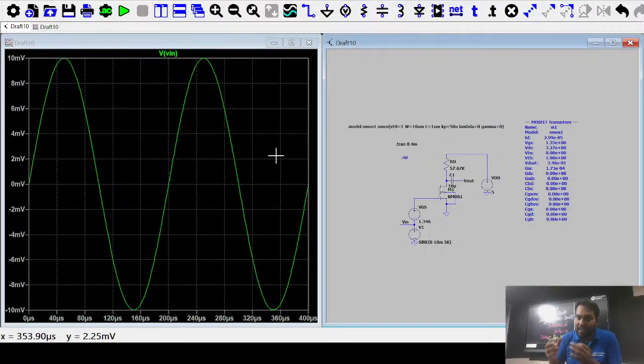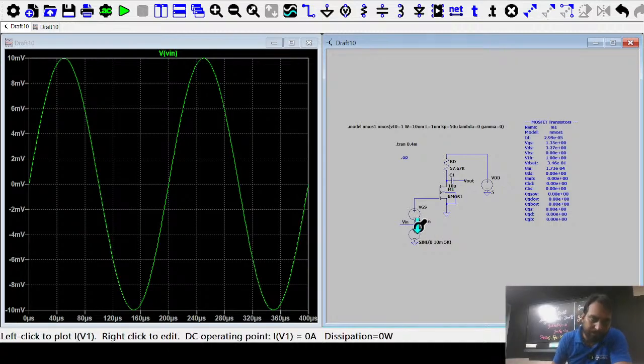So I can say that the VGS is what? That VGS is 1.346 plus 10 sine omega t. Okay. So basically this is a KVL. You have two voltages in series, so you can add them. So you can say that the overall VGS is 1.346 plus V1. Okay. And let's talk about what is the output.